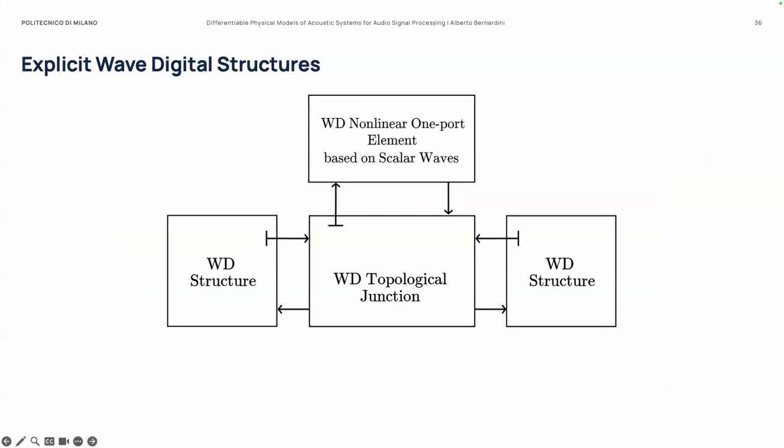So here you have the nonlinearity relation in this block, and this topological junction models the whole topology of the circuit, and here you can connect whichever other linear structure. So this is completely explicit.